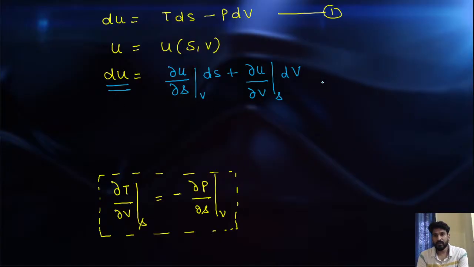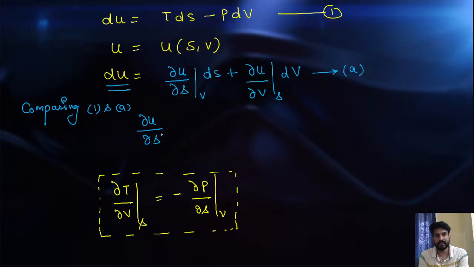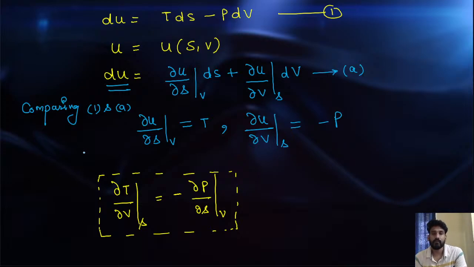This is my equation number 1, and let's suppose this is my equation A. If I compare these, then one new term I can write. By comparing equation 1 and equation A, I can write that del U over del S at constant volume is equal to T, and del U over del V keeping entropy constant is equal to minus P.